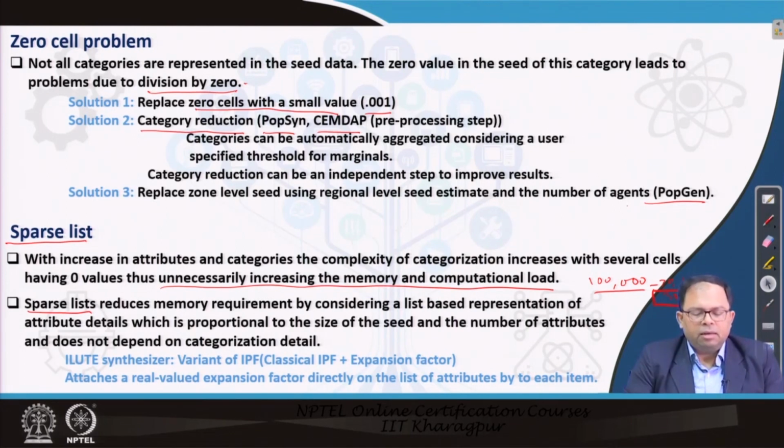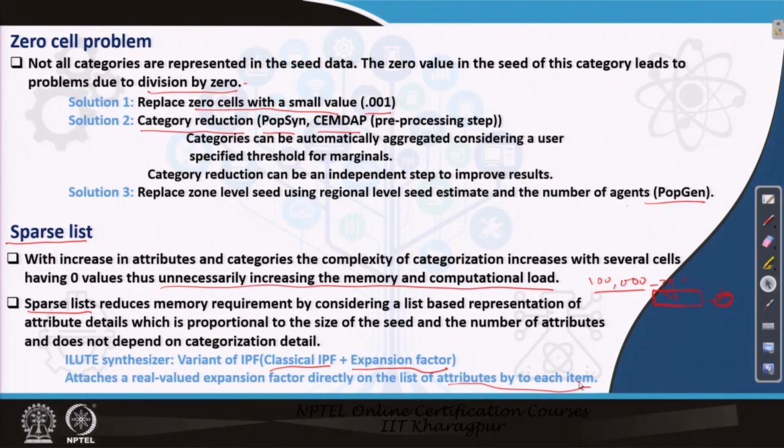This could again be multiplied, we can do classical IPF procedures by using an expansion factor, like the proportion that we had estimated in IPF. That could be multiplied with that particular weightage, and we can use the list to do the same kind of calculations. And so in the iLoot synthesizer, this is done where a classical IPF is added upon with an expansion factor, and a real valued expansion factor is attached directly on the list of attributes for each of the items or each of the demographic groups, and that is how a sparse list works.